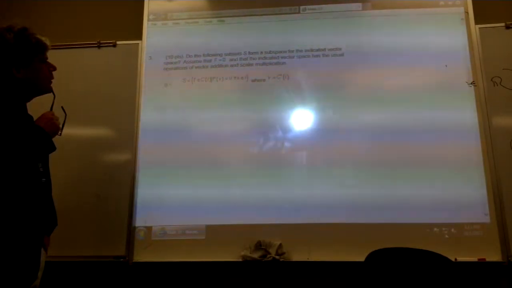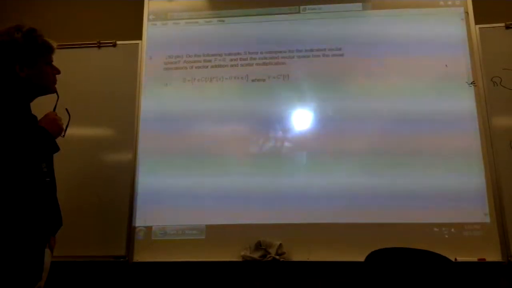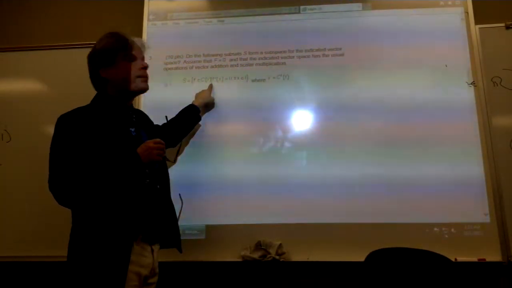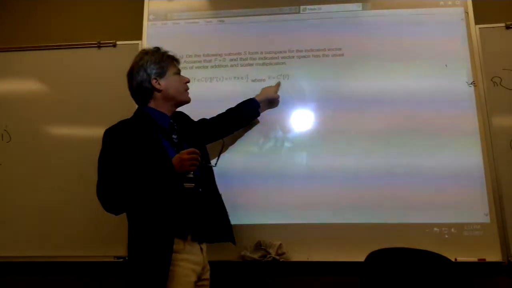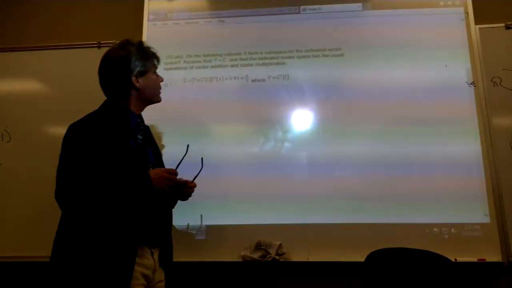Subspace. Oh, that is such a cool question. What's C? Is that just a function? Well, this is the set of all functions that are continuous over some interval. And here's a collection of functions whose first derivatives are continuous over that interval.